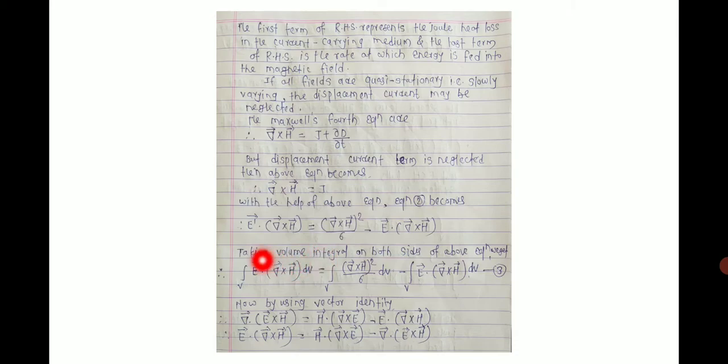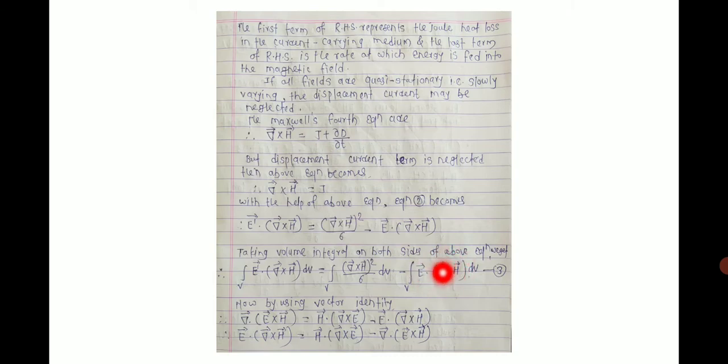Then in the next step, taking volume integral on both sides of the above equation, we get integration over volume V of E dot del cross H dV equal to integration over volume V of (del cross H) squared divided by sigma dV minus integration over volume V of E dot del cross H dV, and that is equation number 3.